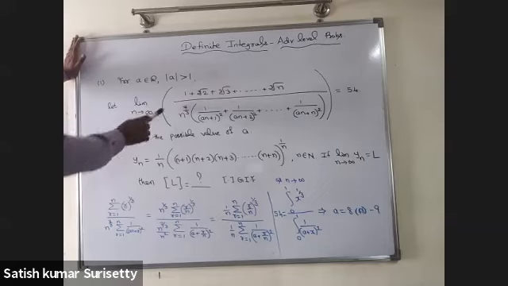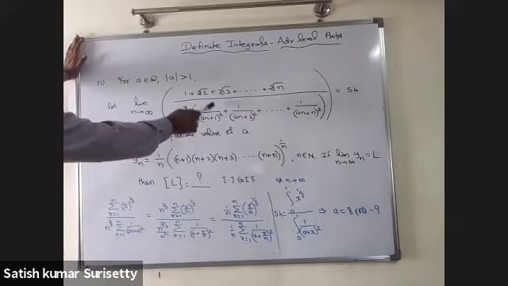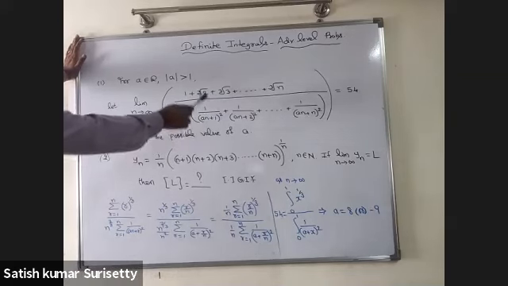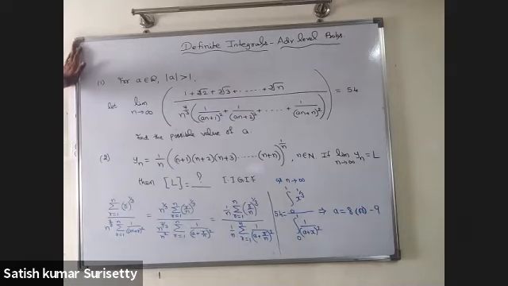So in the first problem, we need to express this numerator and denominator in the sigma notation and write it as a function of r by n, and then convert into the definite integral. Then the value of a equals 8r minus 9.